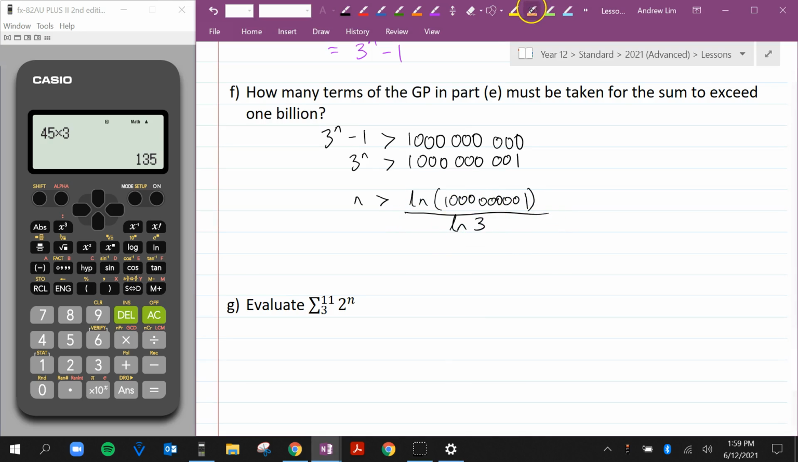So remember, this is our base, right? Base to the power. So that goes into the bottom of the fraction. Base, bottom. All right, let's put that in a calculator. So ln of 1 billion and 1 over ln of 3 is 18.86. Okay, n has to be greater than that. Therefore, we need 19. 19 terms needed.